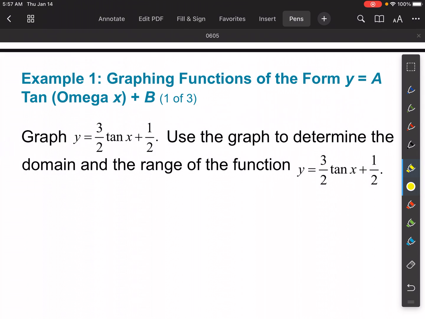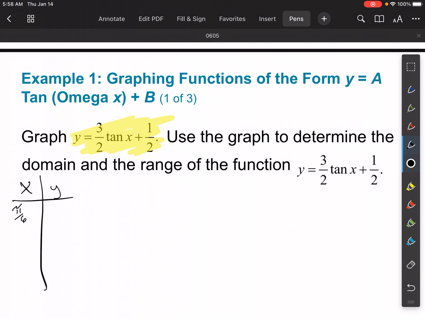All right, so for this guy, we have y equals 3/2 tangent of x plus a half. It says graph this, and then use the graph to determine the domain and the range. Okay. So let's just start with what we did last time and see what happens. If we started with an xy chart and we use what we talked about already, actually let's start with pi over 6, 30 degrees.